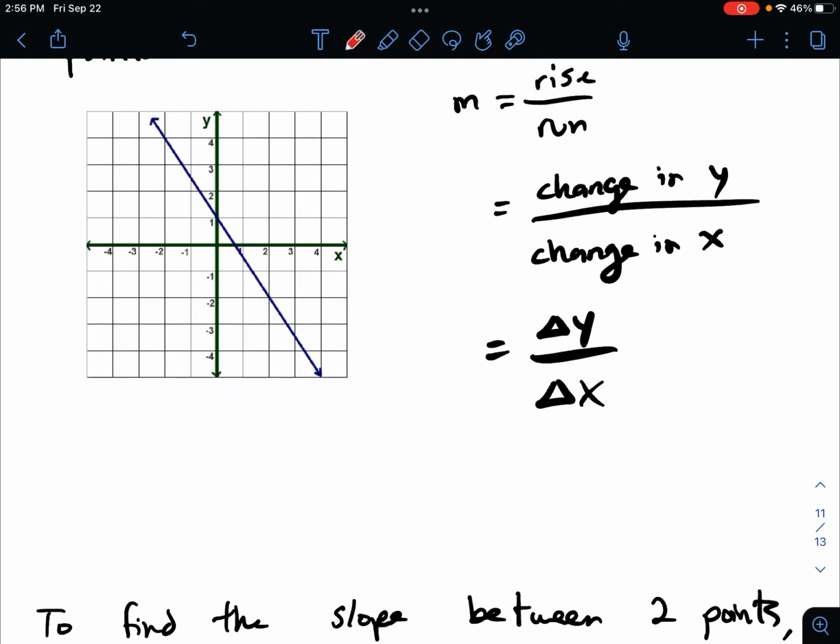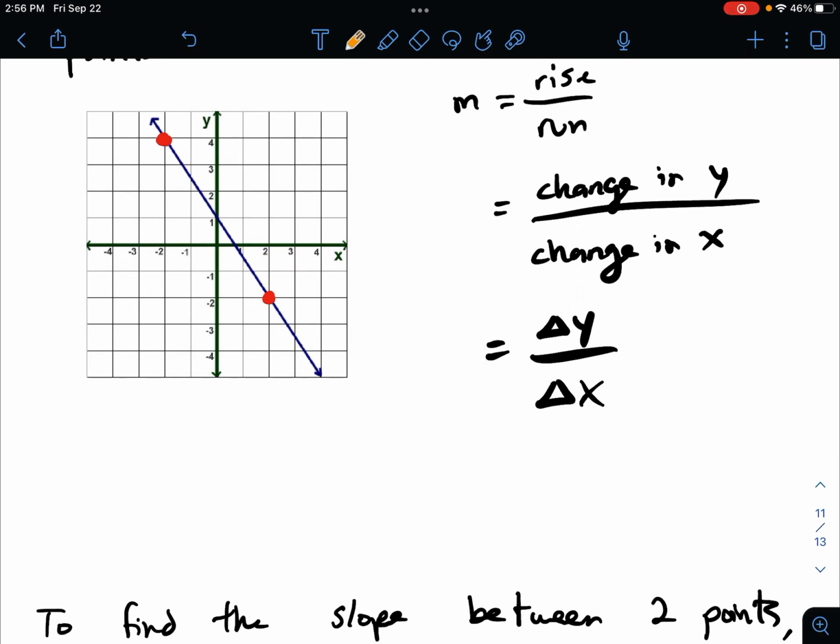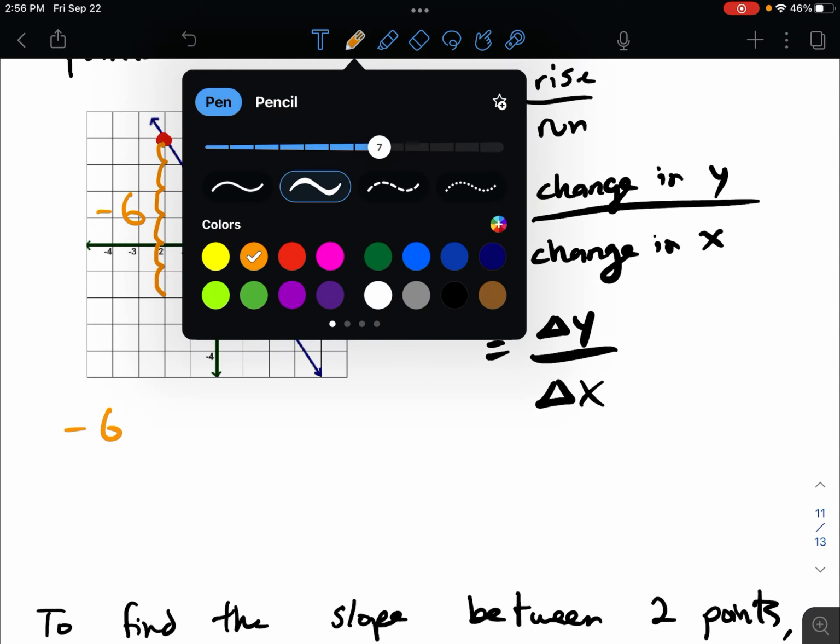I can choose, let's say this point is on the line. This is at -2, 4. And I could also choose a point over here, which is at 2, -2. So if I look at my rise, let's say I start at this point on the left, I can go down 1, 2, 3, 4, 5, 6. Notice how I'm counting each jump as a movement. So I'm going down 6 places, so my rise is -6.